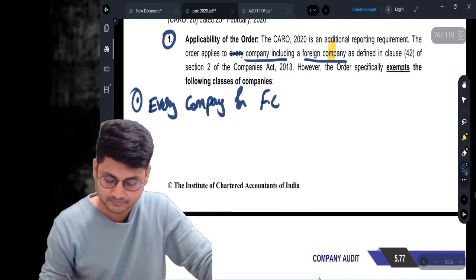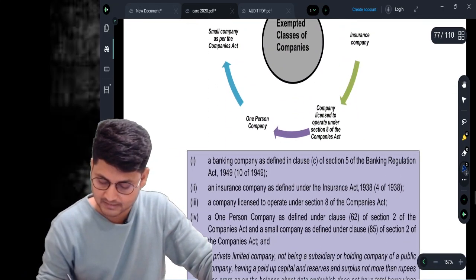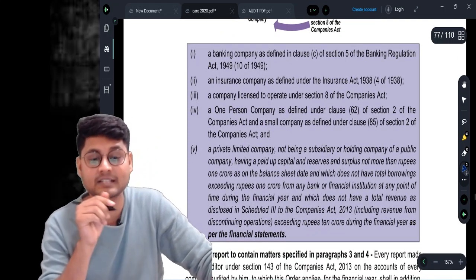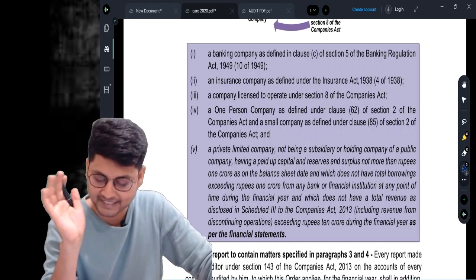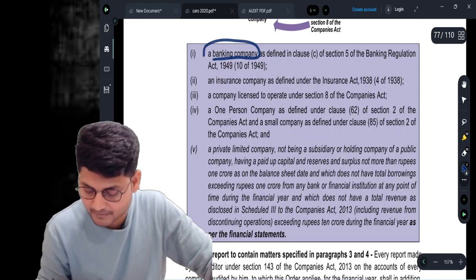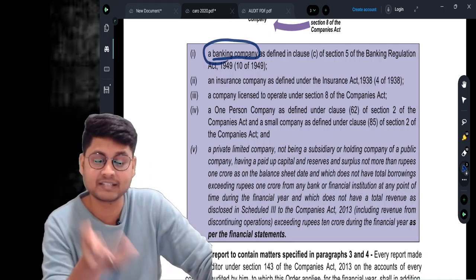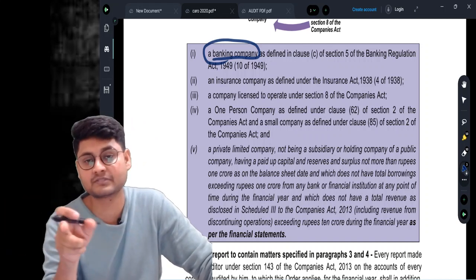Okay, let me go to the next page. These are the following companies which are specifically exempted by this order. Point number 1 is the banking company, because a banking company is regulated by the Banking Regulation Act. Whatever is said in the Banking Regulation Act needs to be followed. CARO 2020 is not applicable.